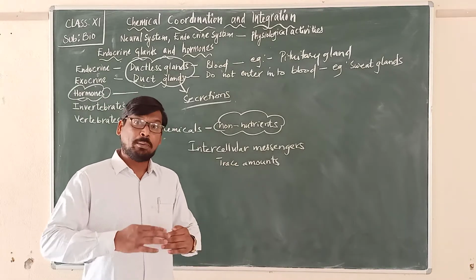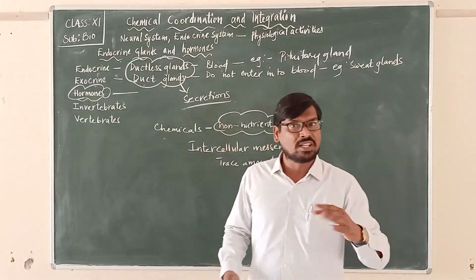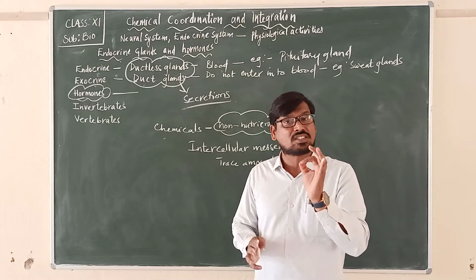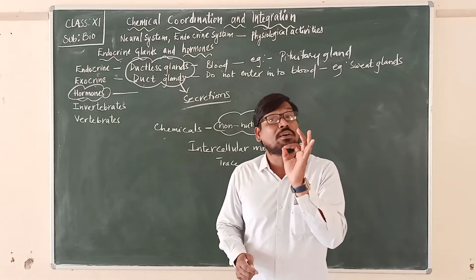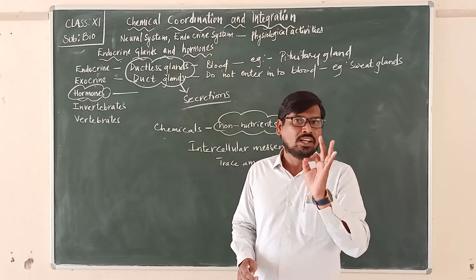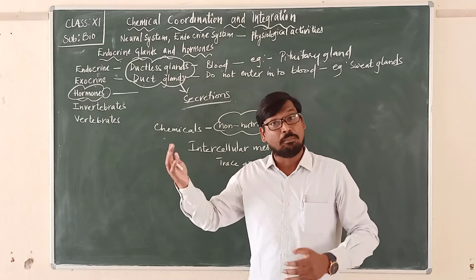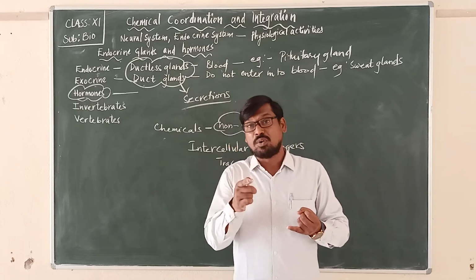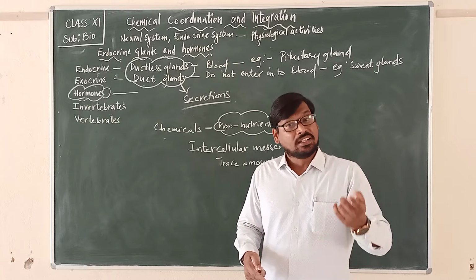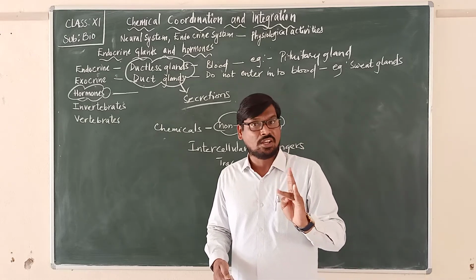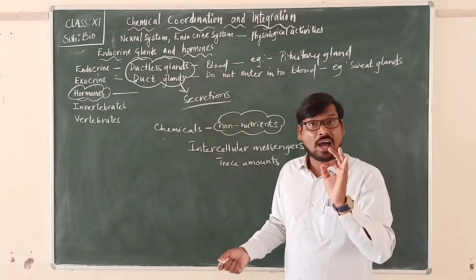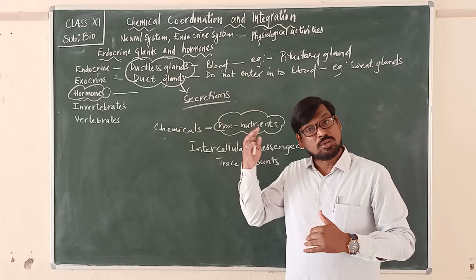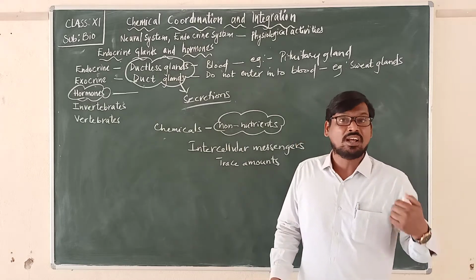These hormones should not be produced in more quantity, and should not be produced in less quantity. They should always be produced in sufficient quantity. If they are produced in more quantity, then they may cause some disorder. If these hormones are produced in less quantity, then also they can cause some disorders. So here the point you have to remember is that hormones should always be produced in sufficient quantity, not more and not less.